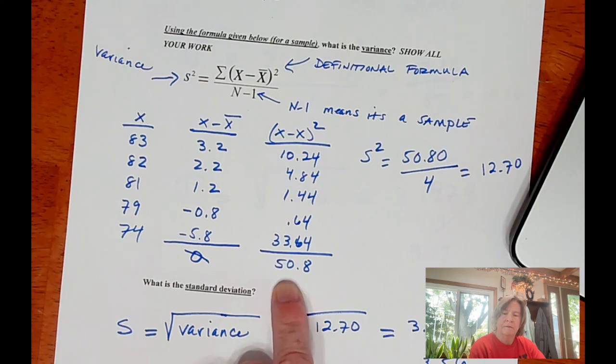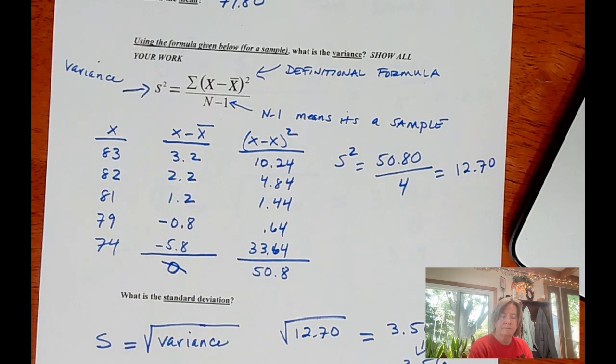n minus 1, there's 5 values, so n minus 1 is 4. So 50.8 divided by 4, you're going to end up with 12.70. So that is the variance.